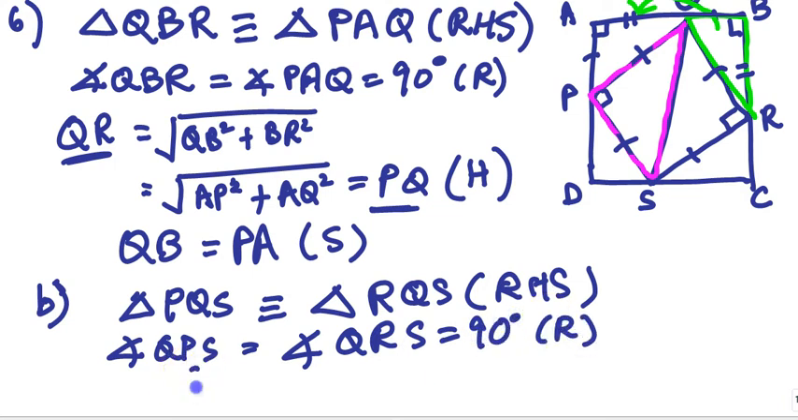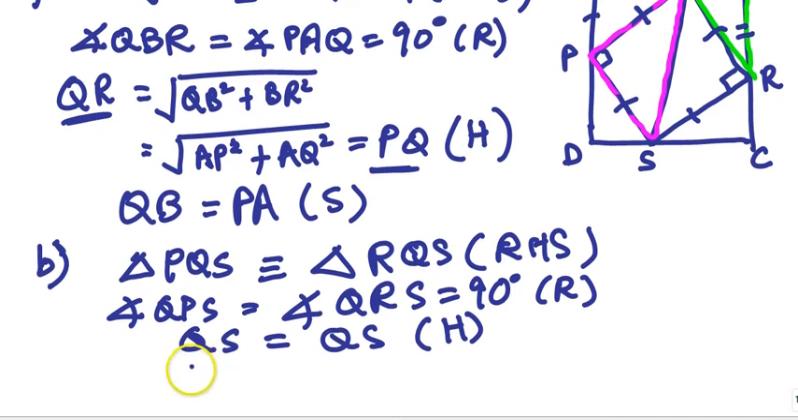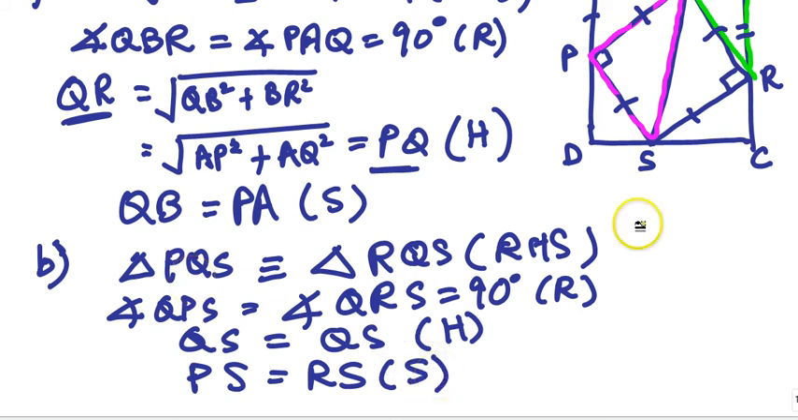My hypotenuse QS is equal to QS, because it's a common side. So this is your hypotenuse. And then your last side, you can choose any side. If I choose PS, PS is actually equal to RS, right? Because they are all sides of the square. And this gives you the S that you need for the RHS. Therefore, we can prove that triangle PQS is congruent to triangle RQS. So I hope you have got this question correct.